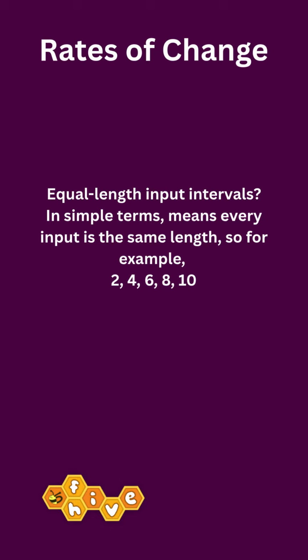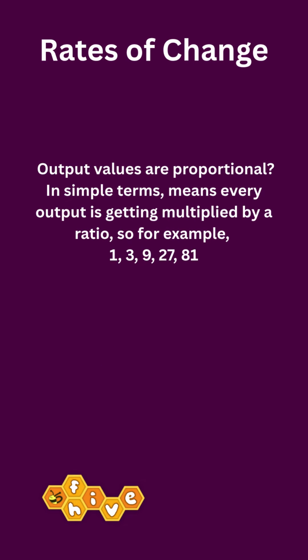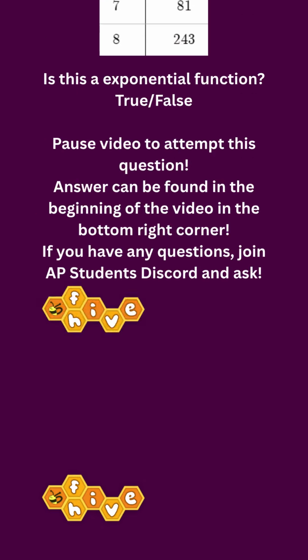What does equal length input intervals mean? In simple terms, it means every input is the same length. So for example, 2, 4, 6, 8, 10. Next, output values are proportional. What does that mean? In simple terms, it means every output is getting multiplied by a ratio. So for example, 1, 3, 9, 27, 81.